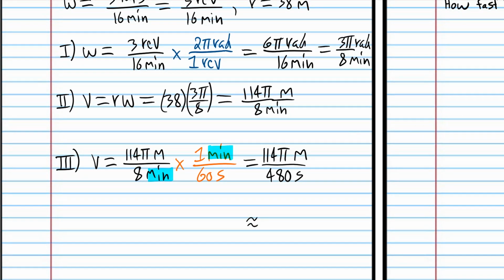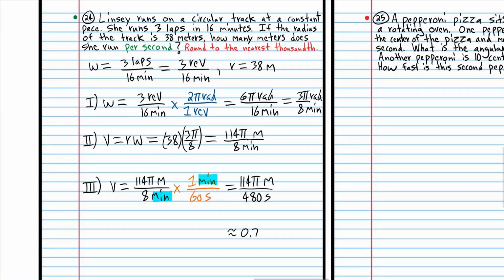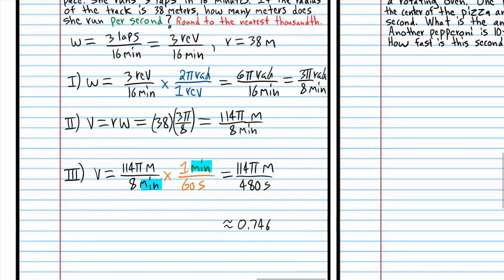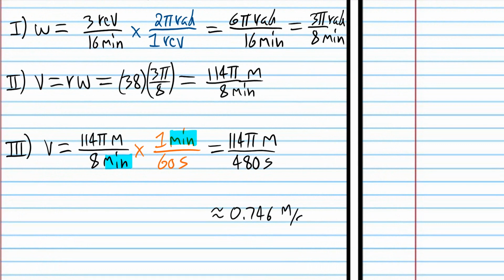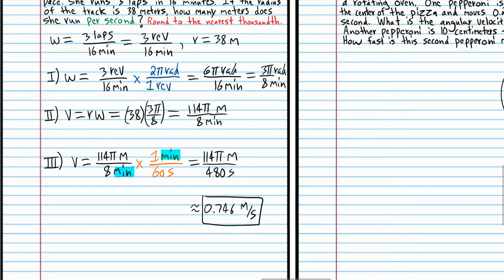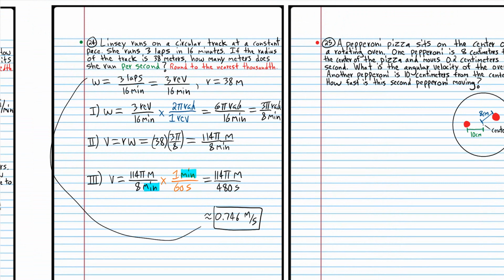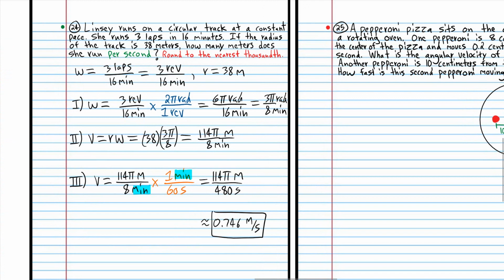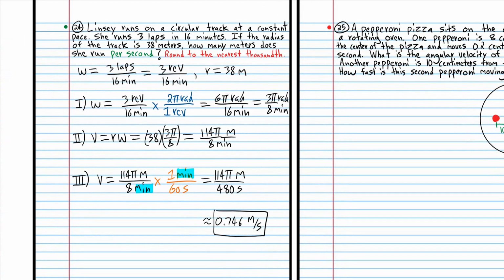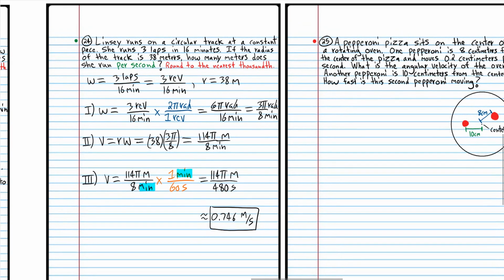So our final answer is 0.746 meters per second. Let's make sure that's what they were asking for. It says meters per second, so we did it correctly. If you got that one right, good. The only difference with that problem is that we had to convert to seconds, distance per second, at the last step.